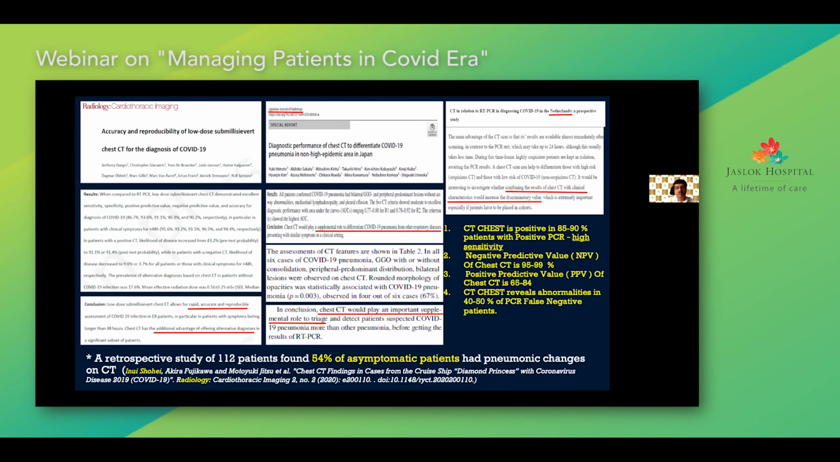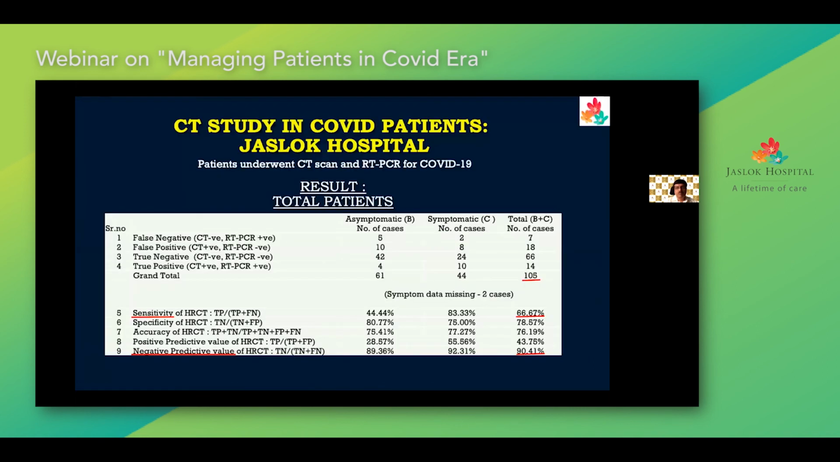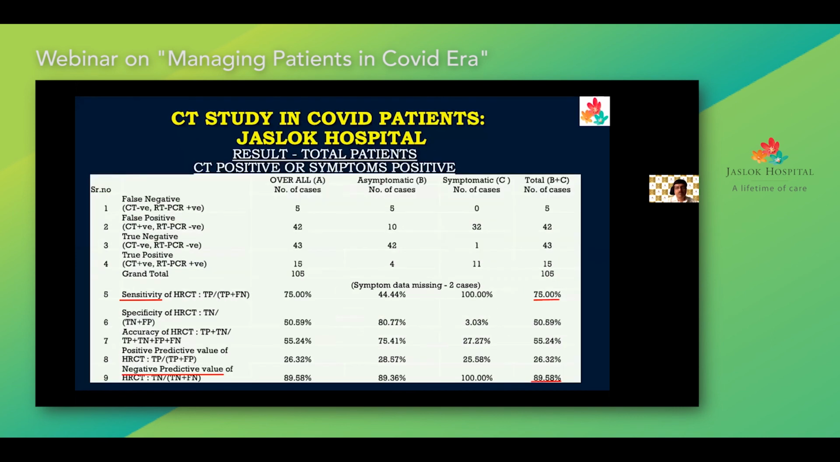We also did a similar study in our hospital where patients underwent CT scan and RT-PCR. The sensitivity was around 66%. The negative predictive value of this test was very high, about 90%. And we also saw an interesting thing that if CT scan or symptoms are considered for triaging, then the sensitivity actually increases.